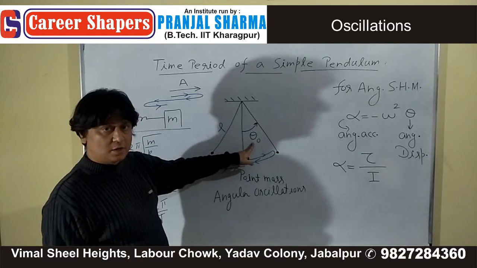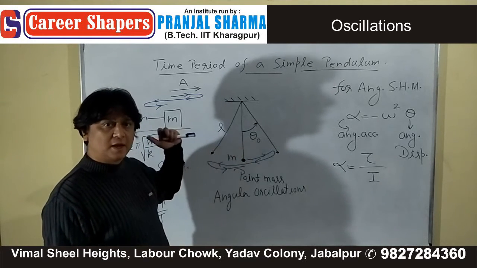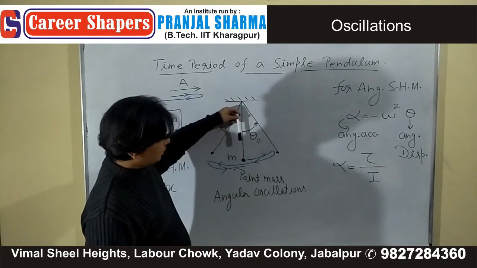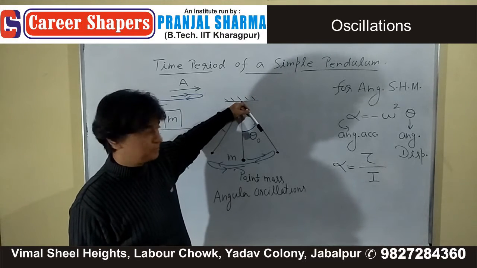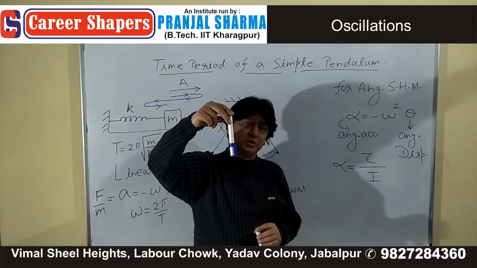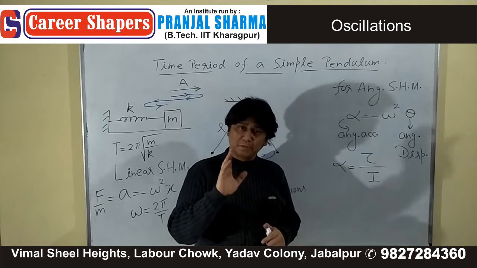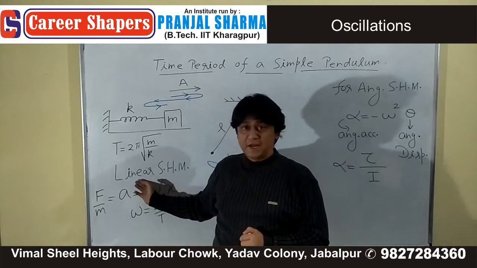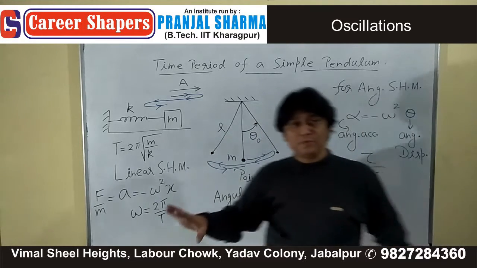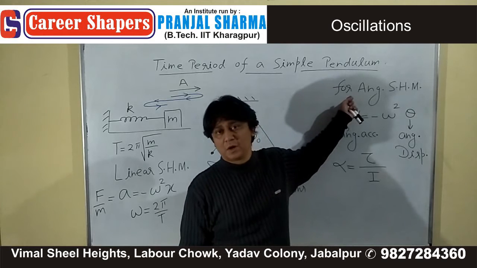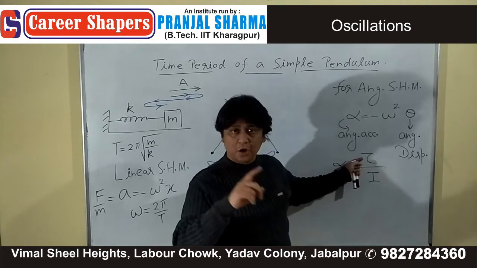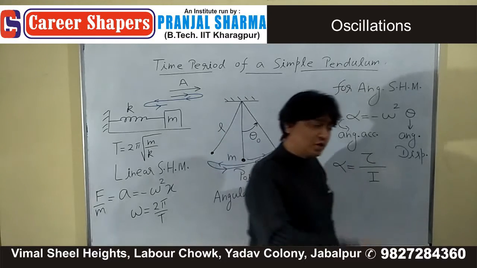Now look, how do we develop this torque part? Now, what is theta naught? I told you theta naught is the maximum angle which you produce for the pendulum. This is the mean position. Why is this the mean position? What do you mean by mean position? Mean position for linear SHM is that position where net force is 0, whereas mean position for angular SHM will be that position where net torque is 0.